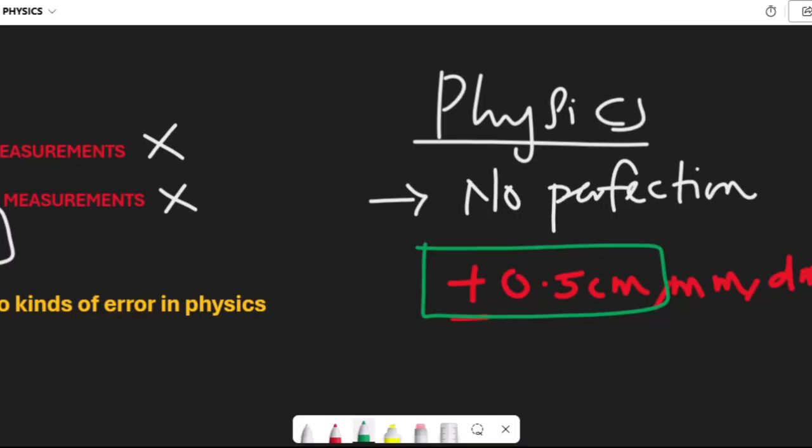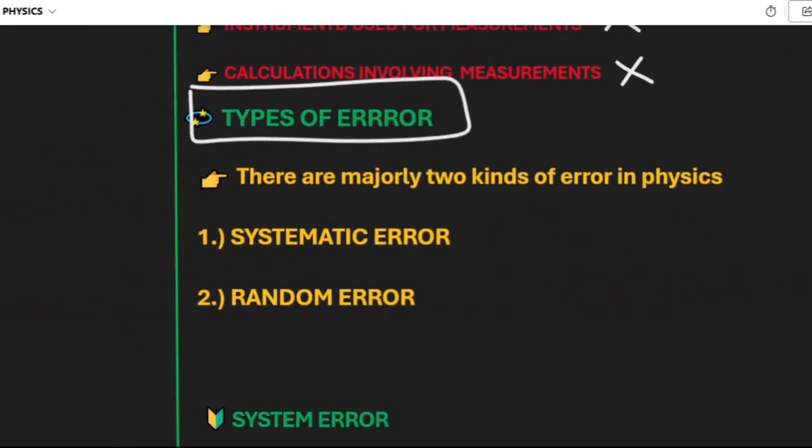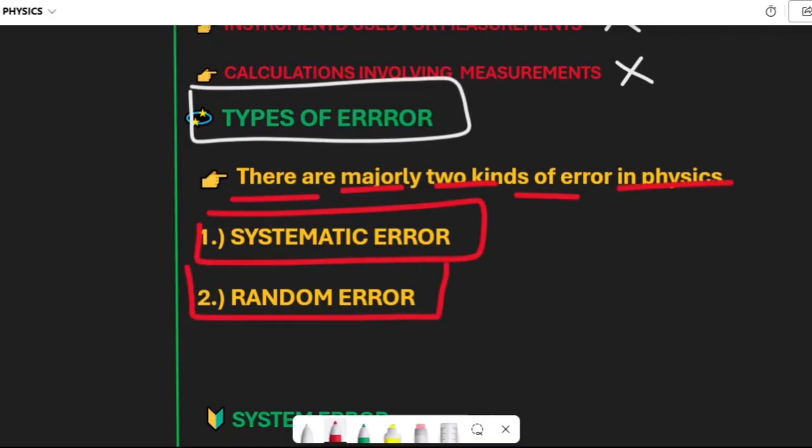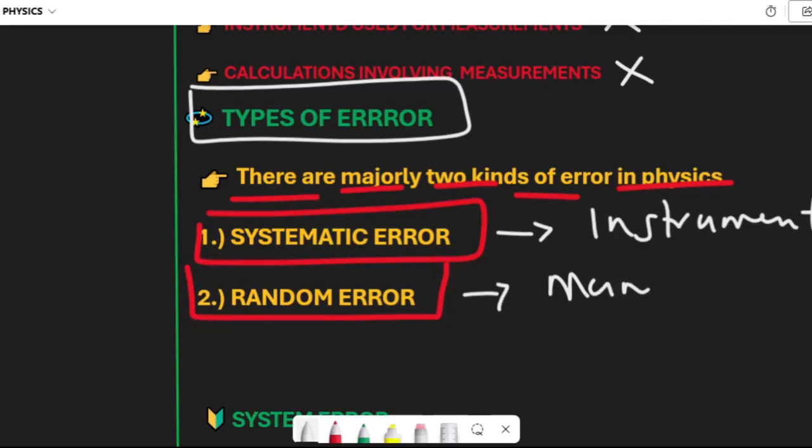Let's look at the kind of error we can see in physics. There are majorly two kinds of error in physics. We have what we call the systematic error and what we call the random error. What is systematic error? The systematic error is the error caused by instruments, while the other error is error caused by man. Now let's see how they are being caused.